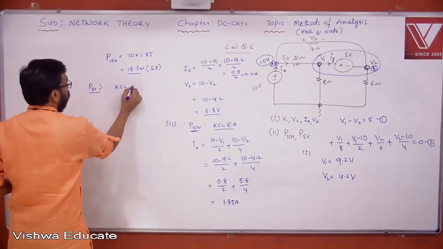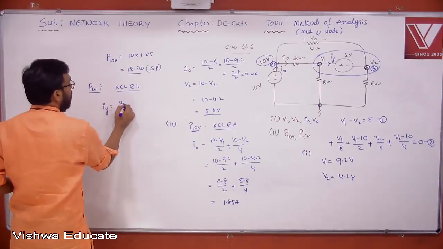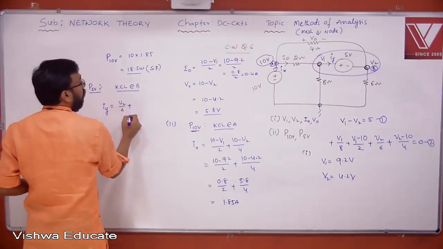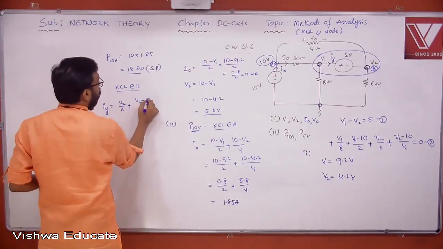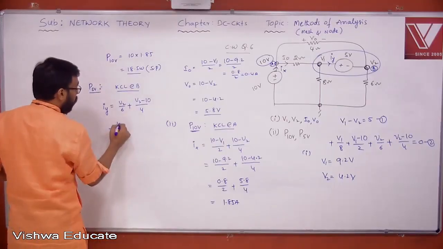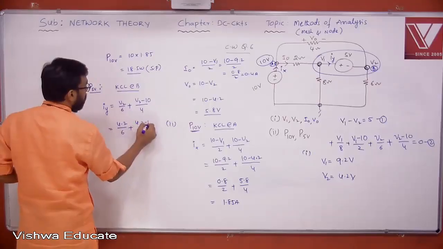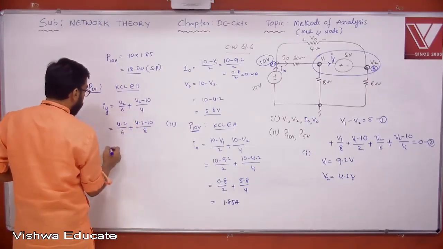KCL at node B. IY is entering. V2 by 6 is leaving. V2 minus 10 by 4 is leaving. What is V2 actually here? 4.2. 4.2 by 6 plus 4.2 minus 10 by 8.